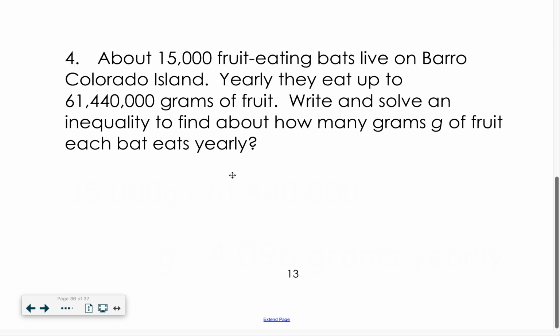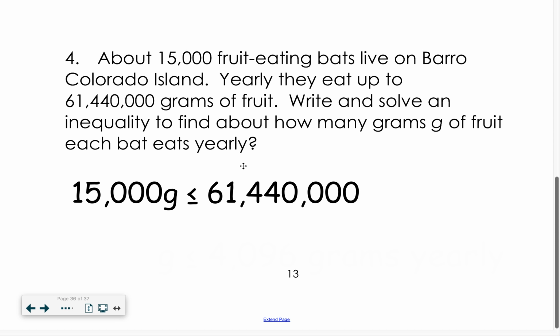So our inequality turns out to be 15,000 G is less than or equal to the 61 million. The reason why it's less than is because I asked myself, can it be less than? Can they eat less than that? And the answer is yes. They just can't eat more. Then I have to write, can they eat exactly that? And the answer again is yes, which is why it says or equal to.